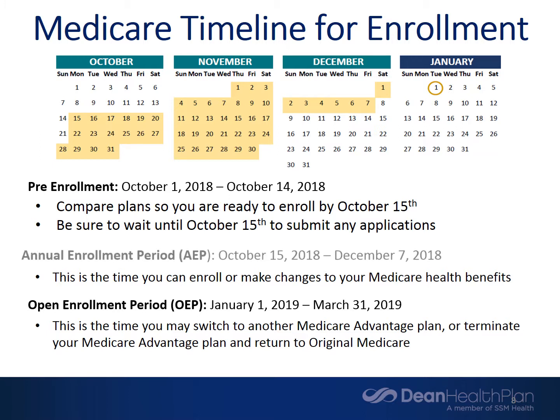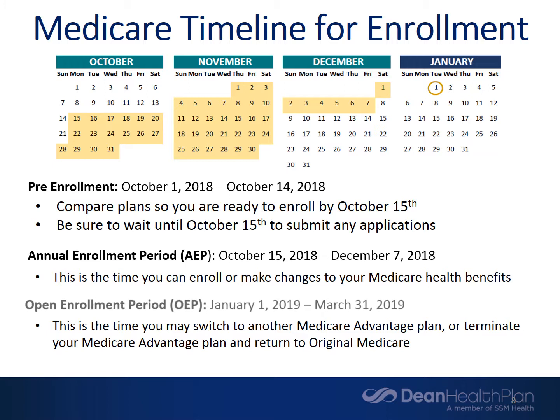Next, we have the annual enrollment period, otherwise known as AEP. This runs October 15th, 2018 through December 7th, 2018. This is the time that you can enroll in plans or make changes to current Medicare benefits.